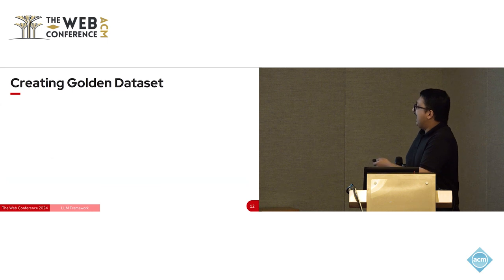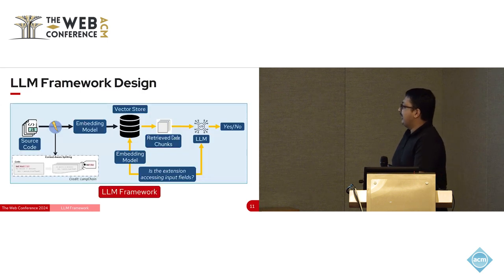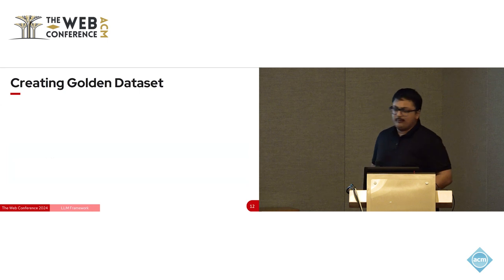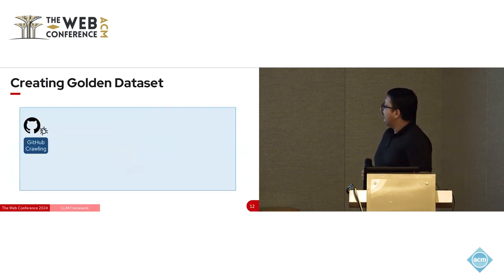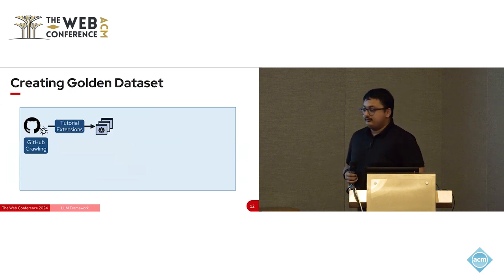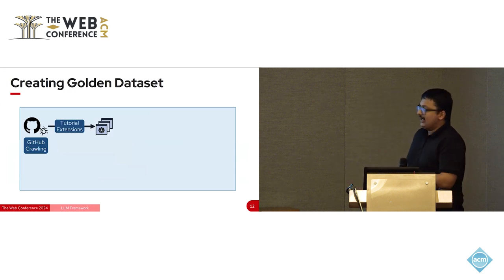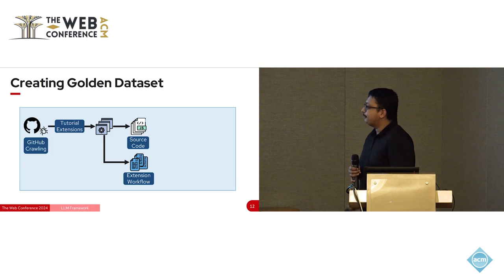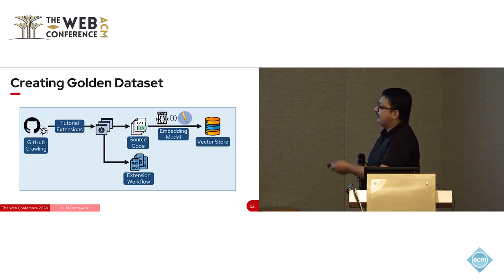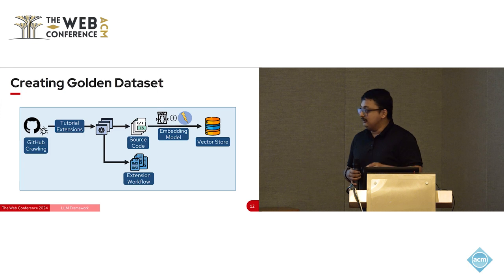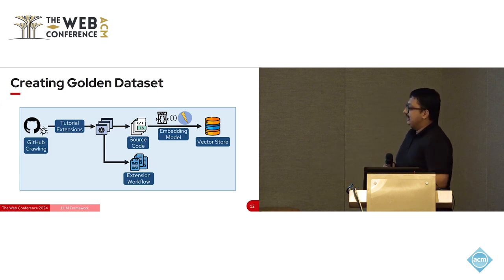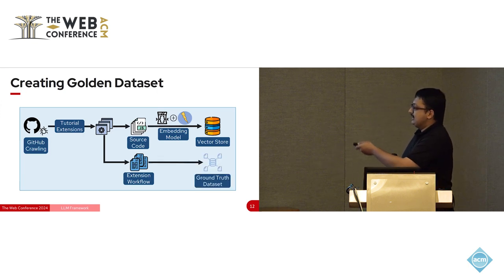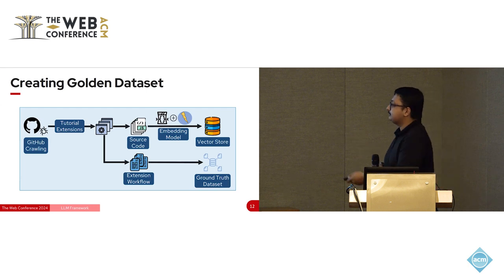So now that we have this framework, we had to evaluate it. In order to evaluate it, we had to create a golden dataset first. For that, we went to GitHub and got a list of tutorial extensions. The benefit of tutorial extensions is that they have the source code as well as a README file that has the workflow of these extensions. We took the source code, minimized it to remove comments and those kinds of things, and stored it in the vector database, and then we used the README files to create our ground truth dataset.